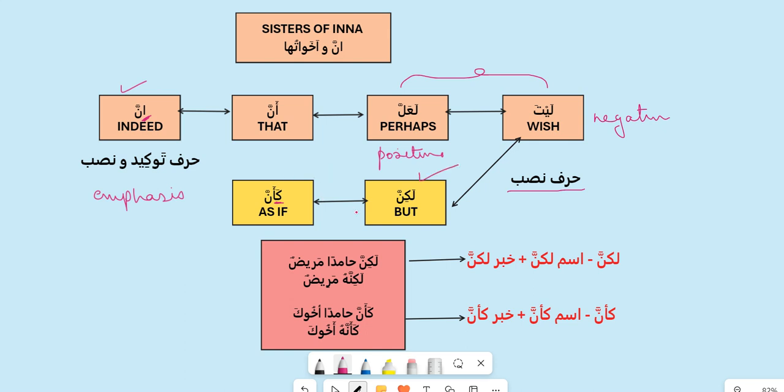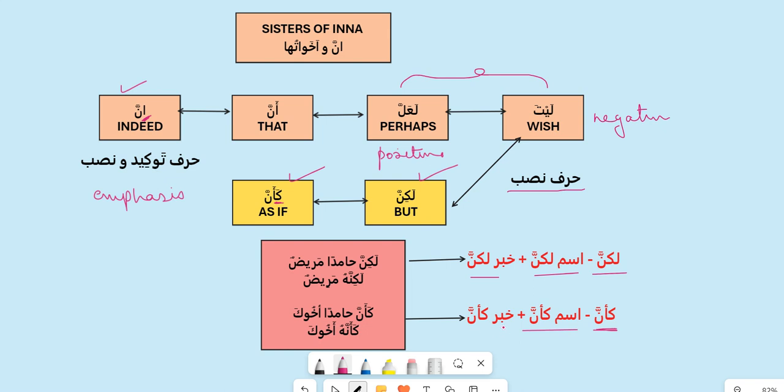After lakinna, whatever noun comes, it will be called ism lakinna. Then the khabar will be called khabar lakinna. And you know, the ism lakinna will be in mansub, khabar lakinna will be in marfu case. Ka'anna, when ka'anna comes, it will make the mubtada into mansub. Now it will be called ism ka'anna and khabar ka'anna. So this is all the rules for sisters of inna.